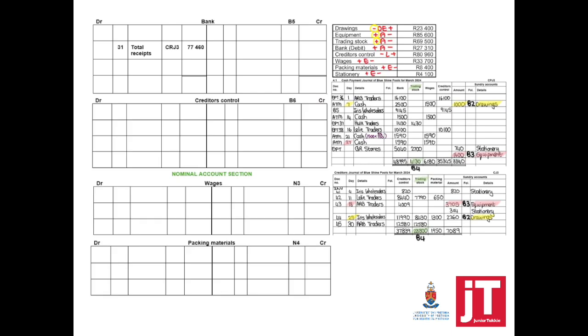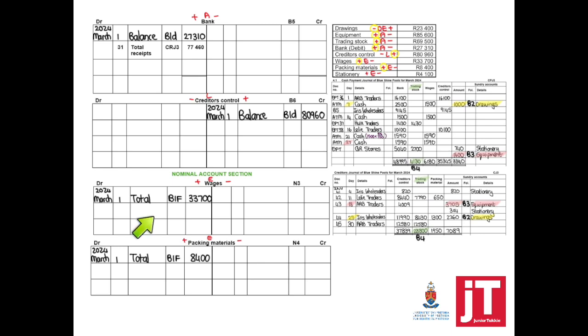So we've got bank, creditors control, and then we're going to go to the nominal account section, wages and packing material. So bank, take note. We start with the balance brought down. It's set debit. It means it's regarded as a current asset. So the balance brought down will appear on the debit side. Creditors control is a liability on the credit side. Wages is an expense, so the total brought forward is on the debit side. Packing material is an expense, so the total brought forward is on the debit side.